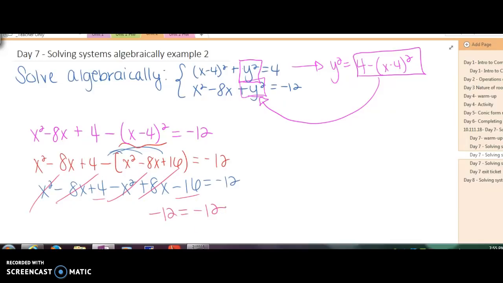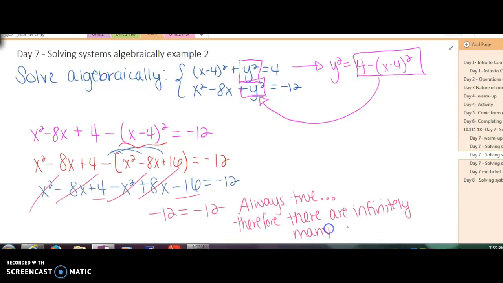Now think back to your work with systems. What does that mean? Well, that means there are infinitely many solutions because negative 12 always equals negative 12. It's always true. So therefore, there are infinitely many solutions, meaning that those equations were the same circle. So every point on the circle is a solution.